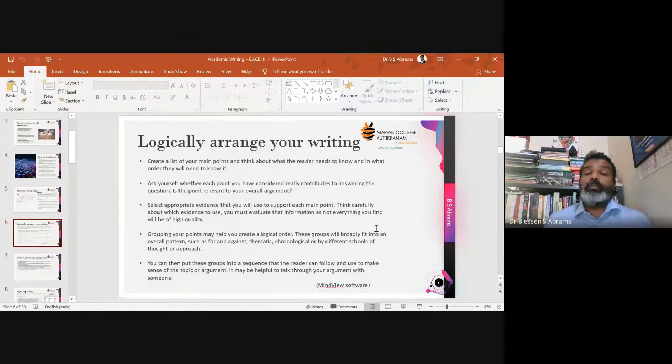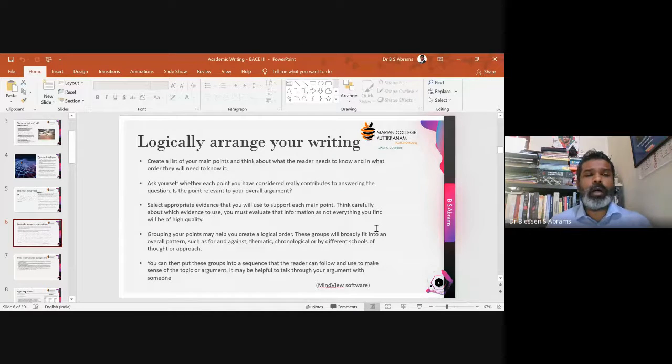As I've already mentioned, from the perspective of academic writing, the writer should have a fair idea about who the reader is. If you know your reader, then you need to arrange it in such a manner that they will understand it properly. You can then put these groups into a sequence that the reader can follow and use to make sense of the topic or argument.